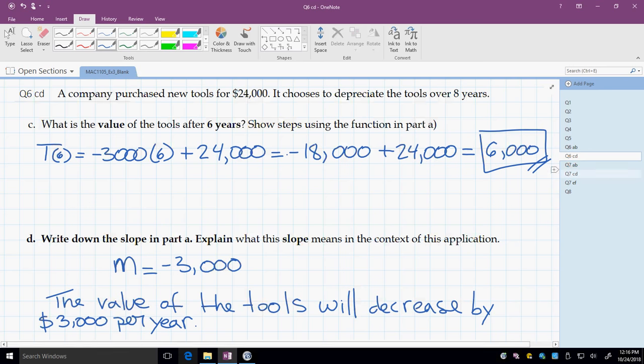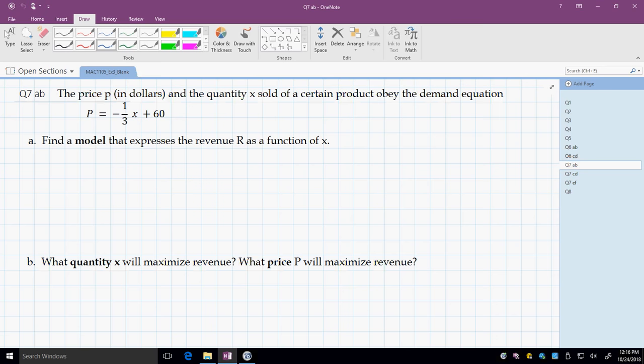Now we go to number 7. The price in dollars and the quantity x sold of a certain product obey the demand equation. So the equation for price is given. Find a model that expresses the revenue R as a function of x.